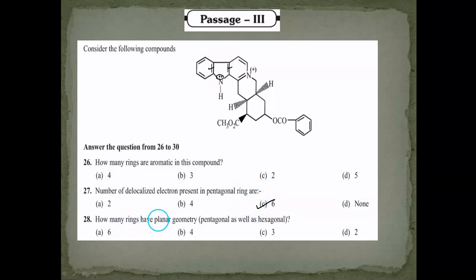How many rings have planar geometry, pentagonal and hexagonal? We know that for resonance, planarity is one of the required conditions. So 1, 2, 3 and 4, these rings will be planar. So we'll have 4 rings which are planar. So answer is B.